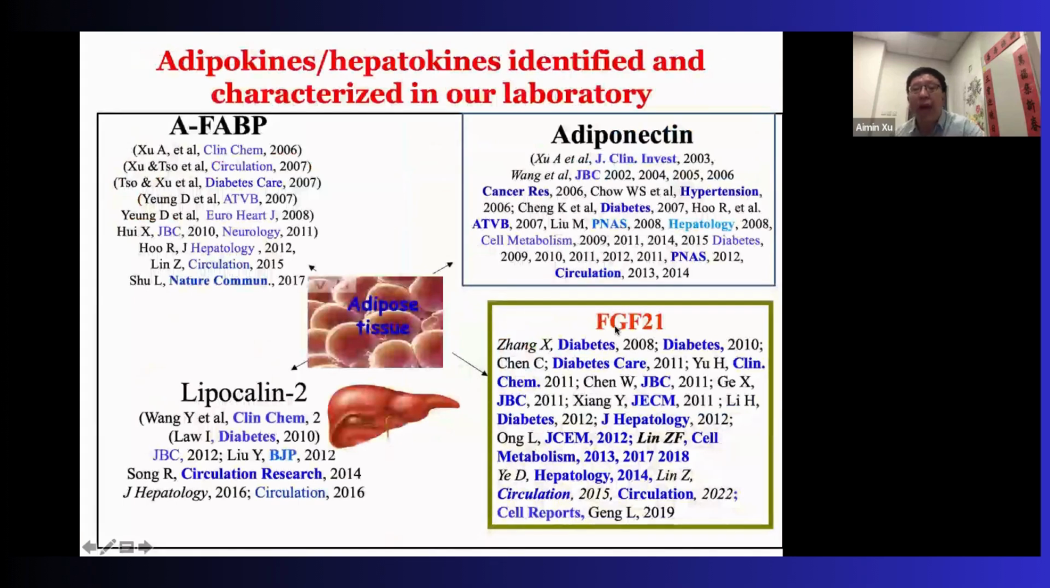So they are associated with obesity-related complications. And today I'm going to focus on how the crosstalk between FGF21 and adiponectin contributes to the protection of non-alcoholic fatty liver disease, and how dysregulation of this axis then contributes to MAFLD.